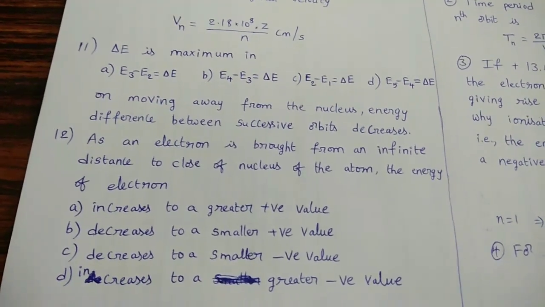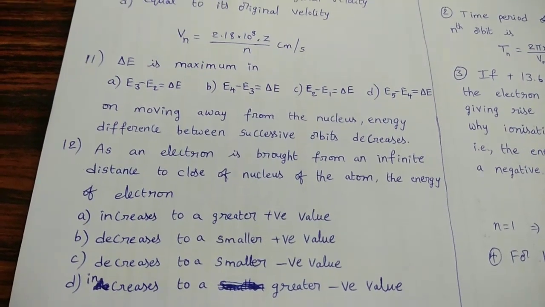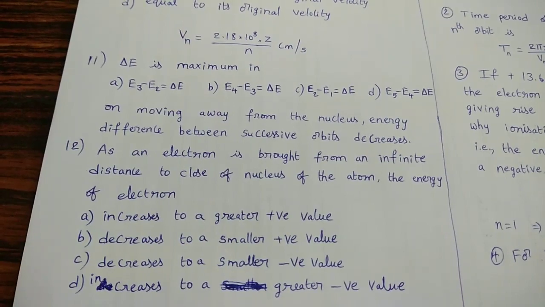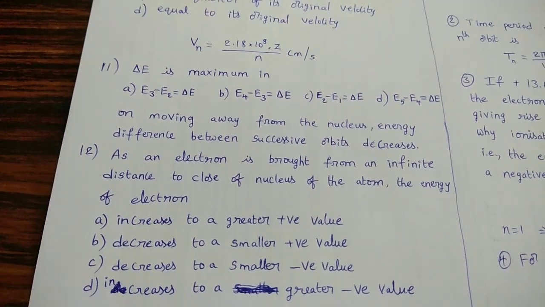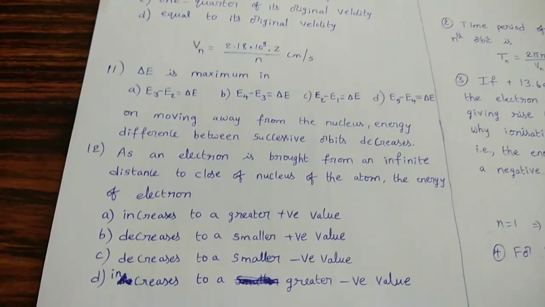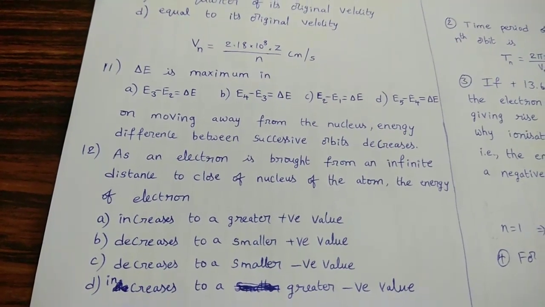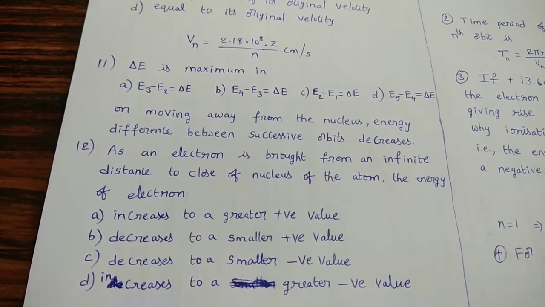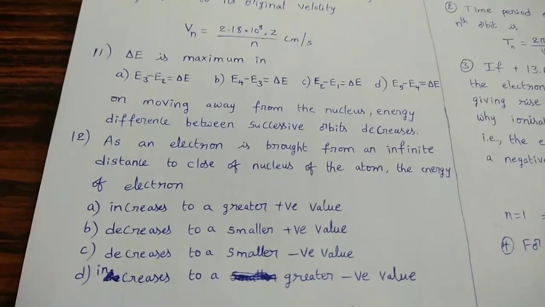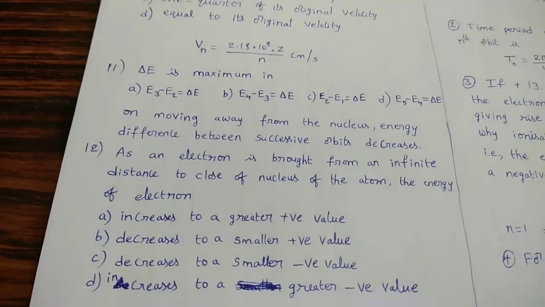So when electron is brought closer to nucleus of the atom, its energy is decreased. That means at infinite distance, it has large energy. When it comes close to the nucleus, its energy gradually decreases and becomes zero. And when it is very close to the nucleus, its value becomes negative. So coming close to the nucleus of the atom means increases to a greater negative value. So 12th question, option D is the answer. Remember this question also carefully. Based on this, a point is given in the green color box in the NCERT textbook. Okay, important one.